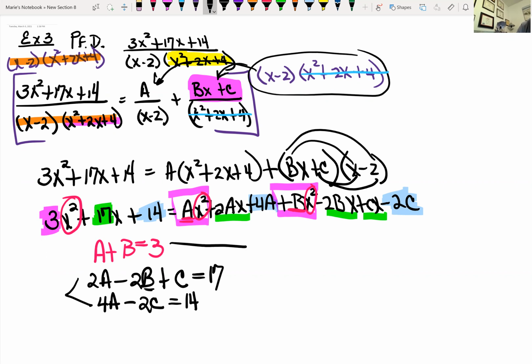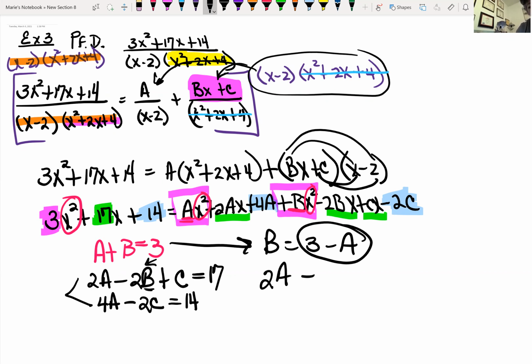So if I solve for this one and I say, well, I know that b is equal to 3 minus a, then I can take this 3 minus a and get rid of that b right there. So this second sentence becomes 2a minus 2 times 3 minus a plus c is equal to 17. Do you see where I'm going with this logic?